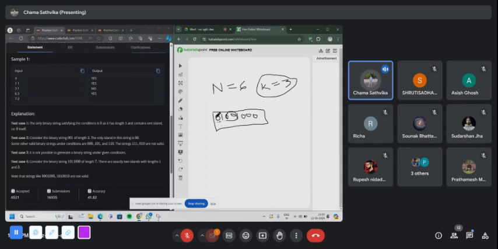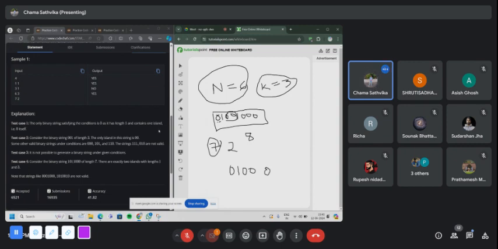So the minimum length of the string is 1 2 3 4 5 6 7 8. So the minimum length should be 8, but here we are given 6, so definitely it is no. Let's check one more test case. 7 and 2. n value is 7 and k value is 2. So for this, 0 1 0 0, this is the minimum possibility. So here the minimum length should be 4, but here we are given 7. So simply we'll keep the remaining values as zeros.